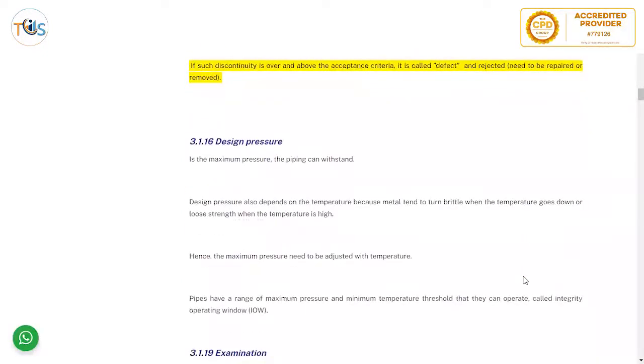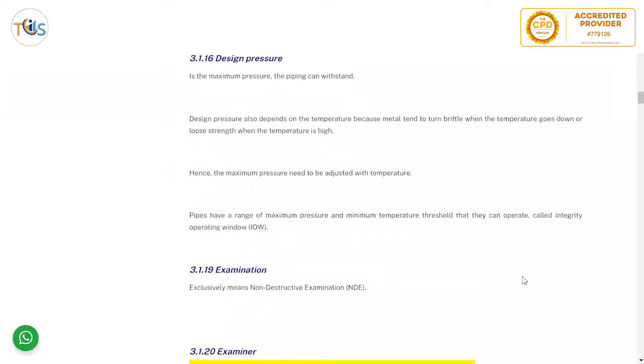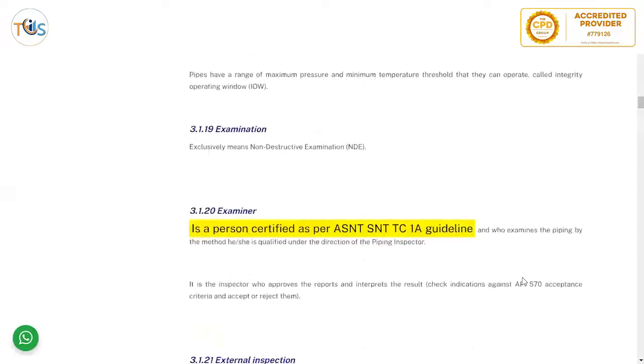Design pressure is the maximum pressure the piping can withstand. Design pressure also depends on the temperature, because metal tends to turn brittle when the temperature goes down or lose strength when the temperature is high. Hence, the maximum pressure needs to be adjusted with temperature. Pipes have a range of maximum pressure and maximum temperature threshold, or minimum pressure temperature threshold, that they can operate in, called the integrity operating window.